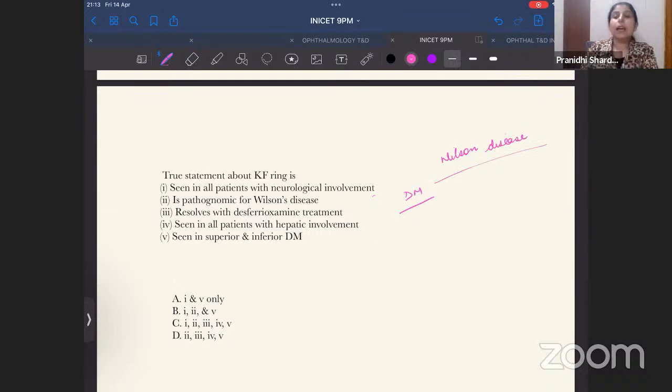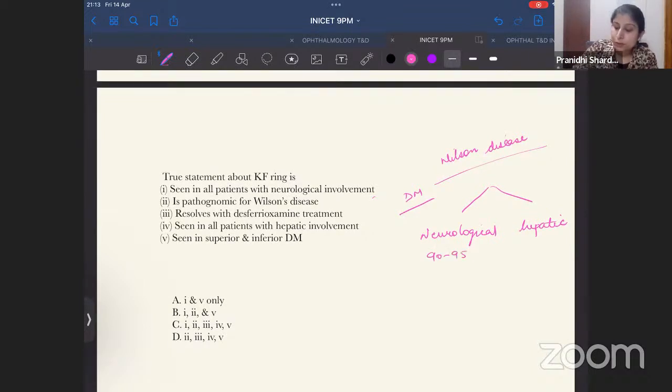Wilson's disease. Now we know that Wilson's disease has two types of involvement. One is the neurological involvement and the other is the hepatic involvement. Now it has been seen that in patients with neurological Wilson's, 90 to 95% of the patients have KF rings, while around 50% of patients with hepatic Wilson's have KF rings.